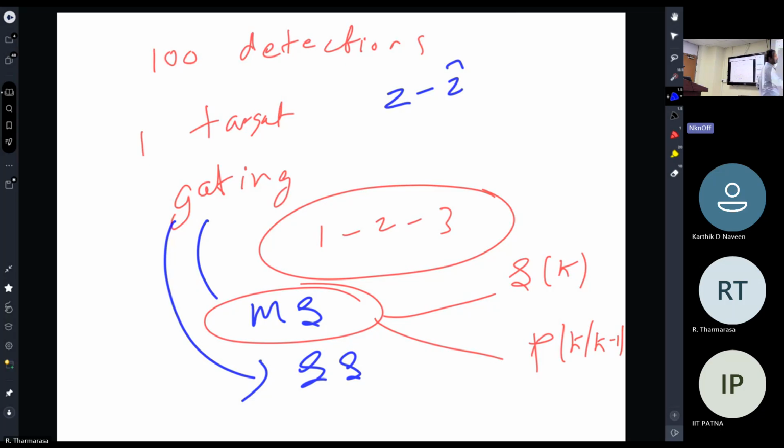Innovation is that minus that. So that is a measurement, that is a measurement. So it cannot be in the state space. No, when you are multiplying by H into x, now you are going to measurement space from the state space. H into x, then you are subtracting this, right?